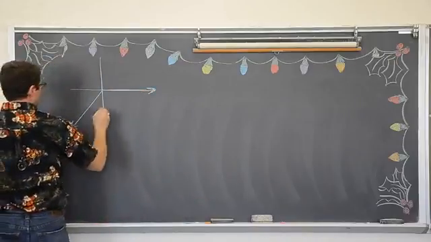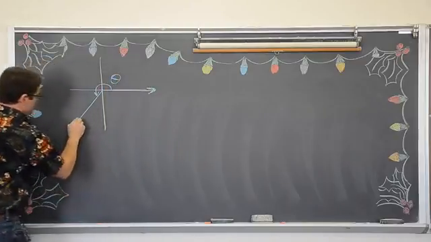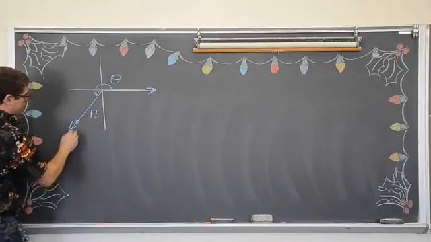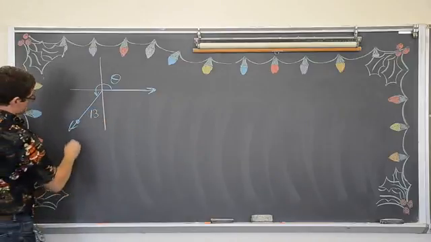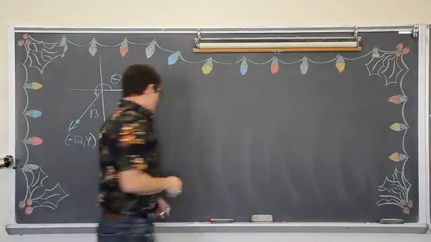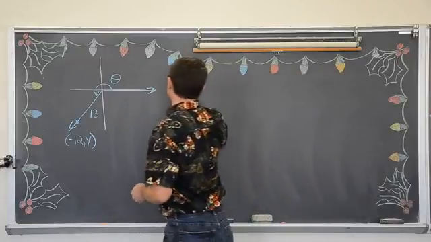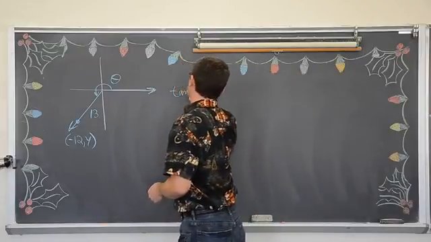It goes into quadrant 3. Here's theta. We've got a radius which is equal to 13 and a point on the terminal side that is labeled -12, y. And based on that information, I want to find out what the tangent of theta over 2 is.